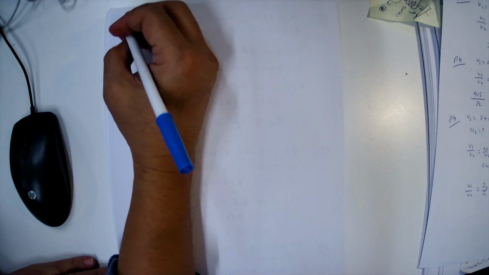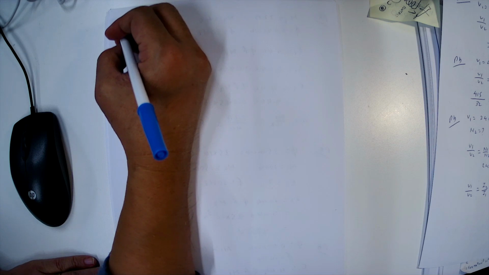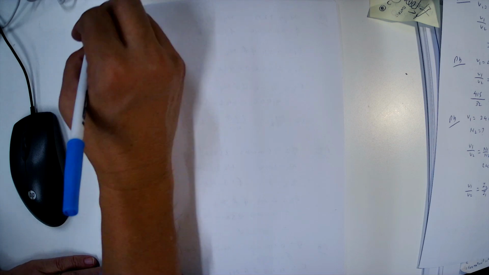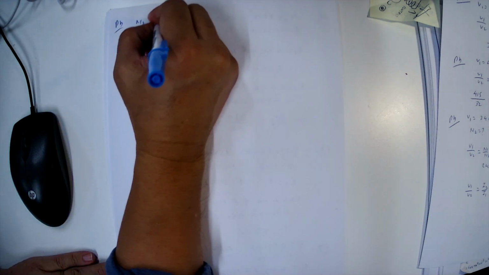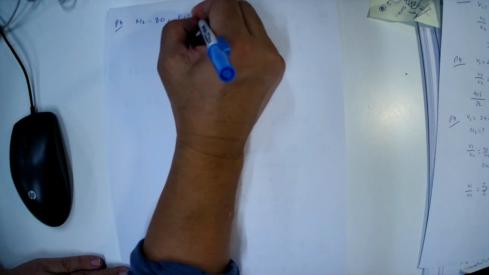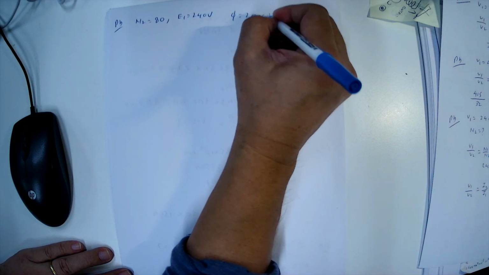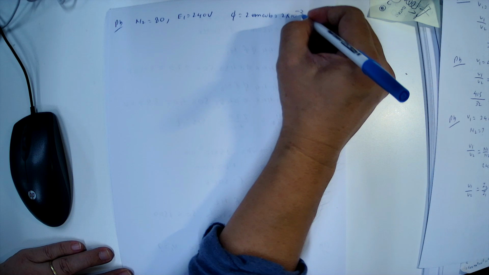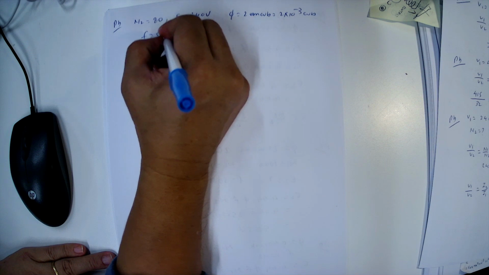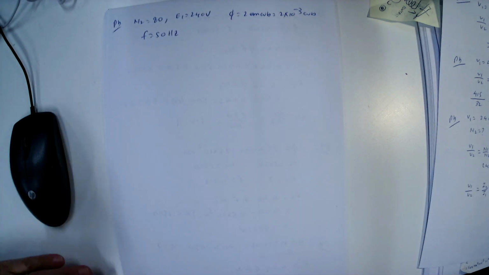So in this problem, a single phase transformer with 80 secondary turns, so N2 equals 80. Primary voltage 240 volts, E1 equals 240. Core flux 2 milliweber, phi equals 2 milliweber, so 2 × 10^-3 Weber. Frequency 50 Hertz, F is 50. We need to find the secondary voltage V2.